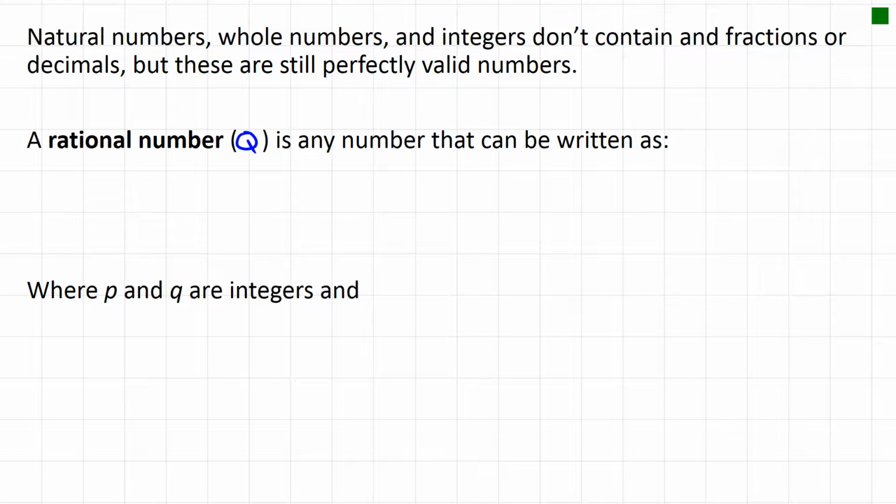So rational numbers are any numbers that can be written as a fraction, like P over Q, where P and Q are integers and Q does not equal 0. Because of course you can't have 0 on the bottom of a fraction.